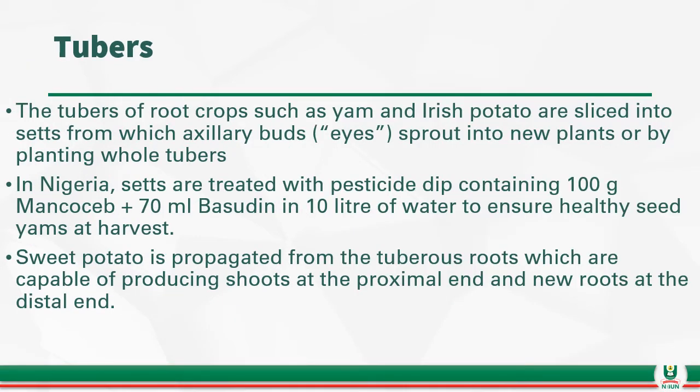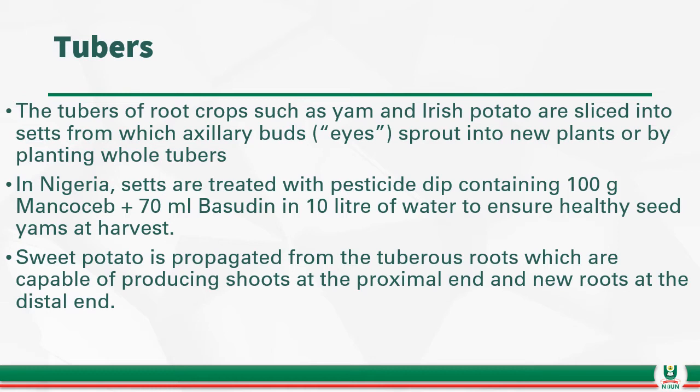Now, the tubers of root crops such as yam and Irish potato are sliced into sets. That's mini tubers. You slice them into sets, into smaller pieces, from which auxiliary buds or eyes, like you saw in the previous picture, that is what an eye looks like, sprout into new plants, or by planting the whole tuber. So if you have enough planting material, then you can go by planting the whole tuber. Otherwise, you have to split the tuber into sets.